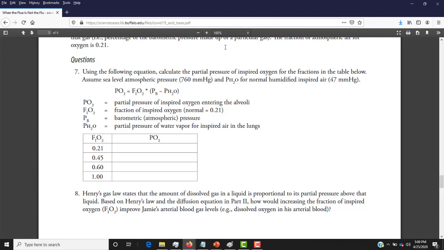And then you're given information that you absolutely have to solve the equation. Assume sea level atmospheric pressure, or 1 atmosphere, 760 millimeters of mercury. And the partial pressure for normal humidified inspired air is 47. So here's the equation. Partial pressure for oxygen is going to equal the fraction of inspired oxygen times normal atmospheric pressure minus the partial pressure of water. And then you're going to find that value for these 4 values here.